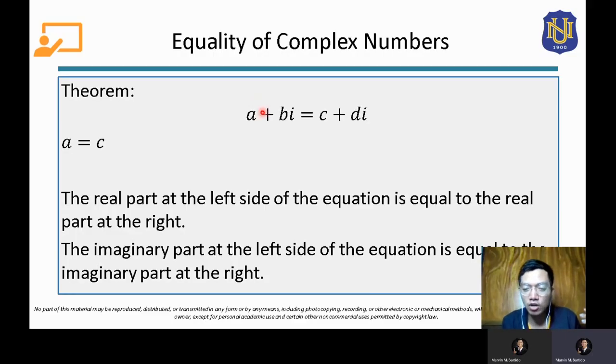To simply put it, your real part at the left side will just be equal to the real part at the right, which is c. So that will be a is equal to c. And your imaginary part b at the left side will just be equal to the imaginary part d at the right side. So that will just be b is equal to d. So that's how equality of complex numbers works. Let's try to solve some problems about this topic.